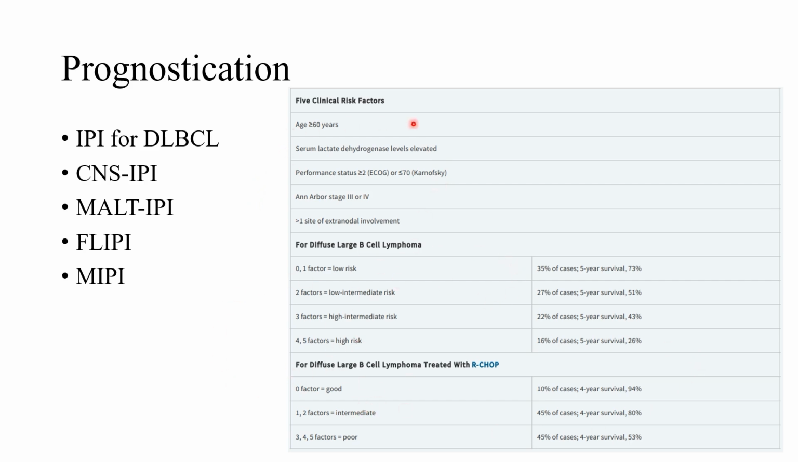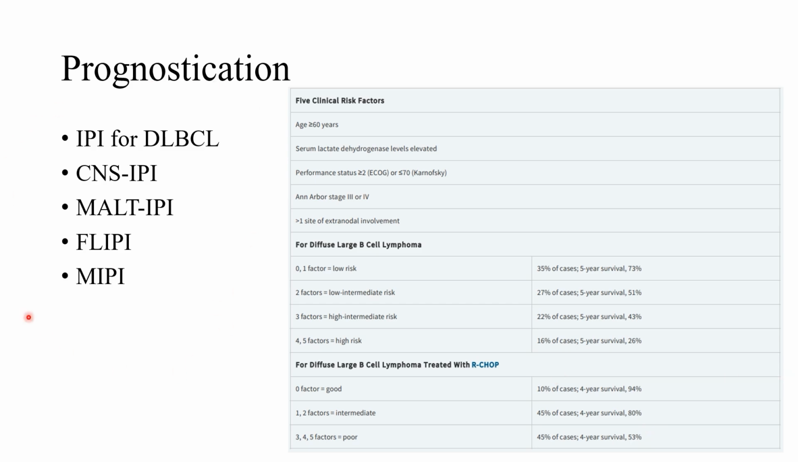So things like age, is your LDH high, what's the performance status, your Ann Arbor stage, like we just talked about, how many sites are extranodal, things like that. So let's say you have a patient who's 65 with an elevated LDH. So that would give them 1 point here, 1 point here. And then they actually divide out the stratification based on if they're getting R-CHOP. So let's say our patient is getting R-CHOP. They have 2 points. It's going to be an intermediate prognosis. 4-year survival is about 80%.